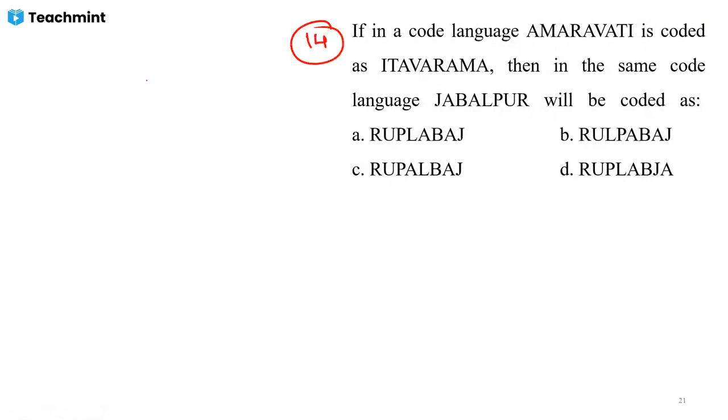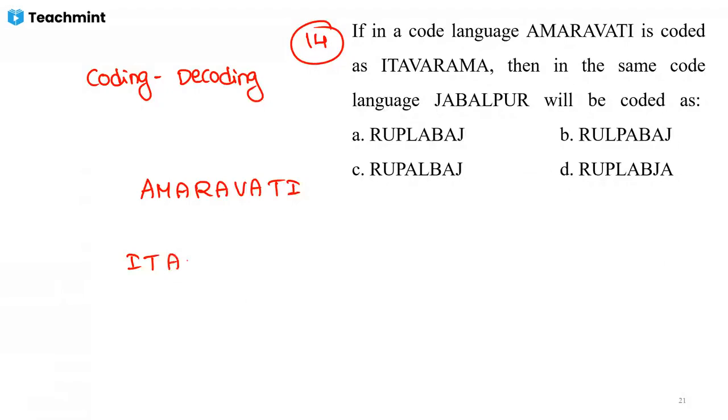Again, we have a coding and decoding related question. A basic question, expecting everyone to answer. Amaravati is coded as something. Now Jabalpur, Jabalpur is coded as what? Amaravati is like ITAVARAMA. Jabalpur is what?